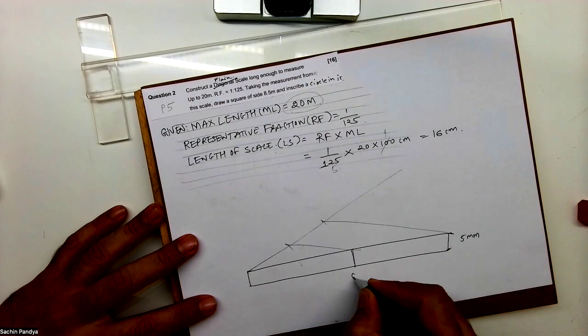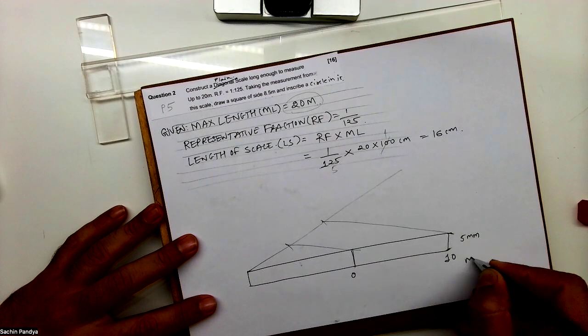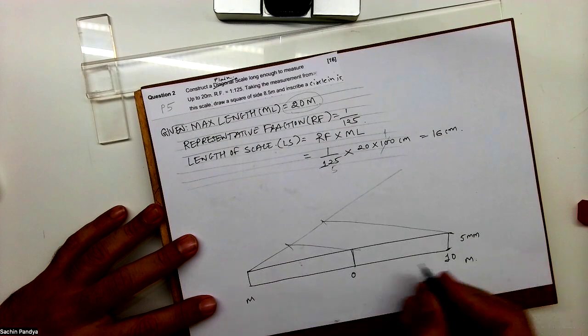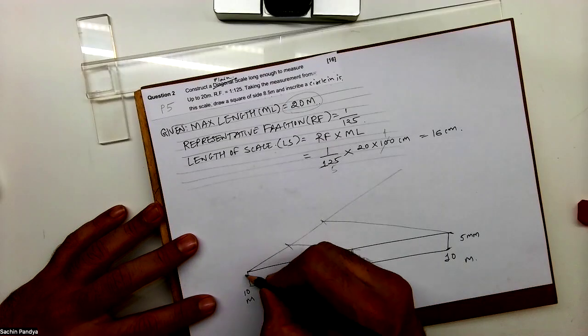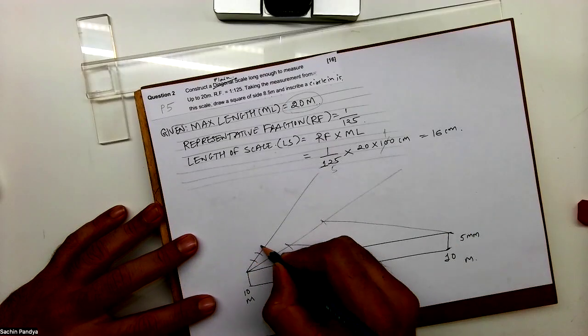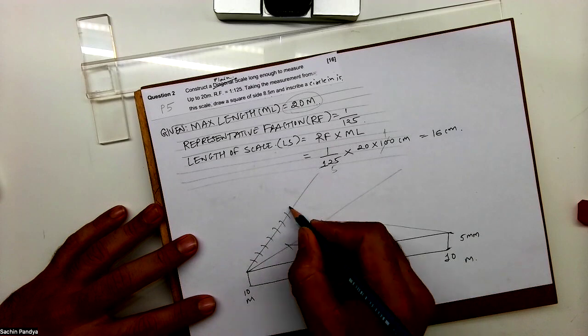Done. This is 0. This is 10. Here also I will have meter. Here also I will have meter. Now we'll divide this first block into how many parts? 10 parts. 1, 2, 3, 4, 5, 6, 7, 8, 9, 10.